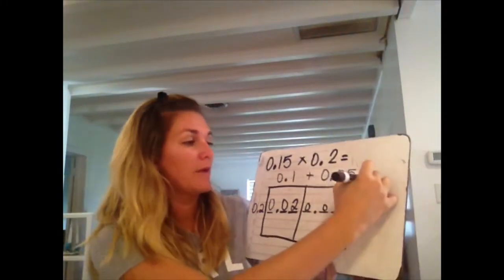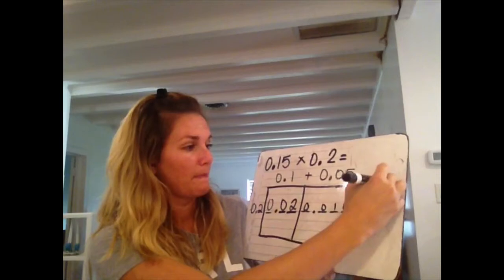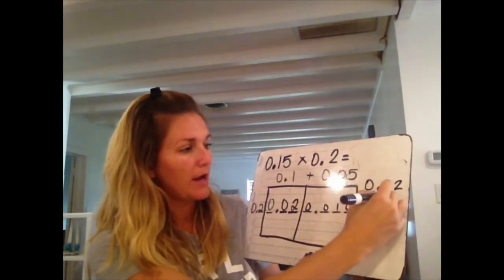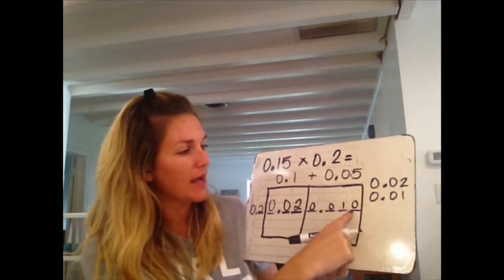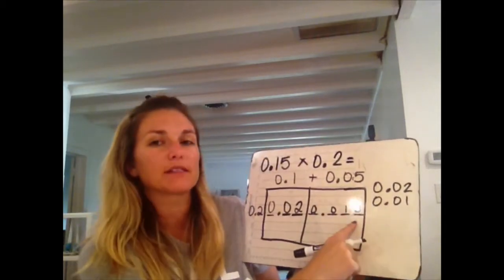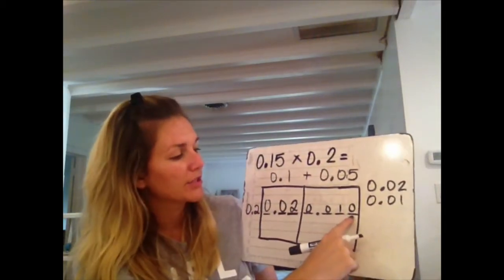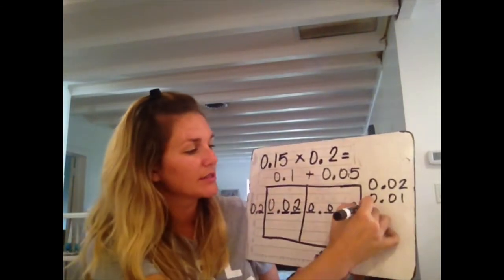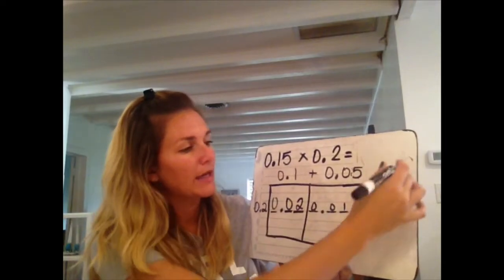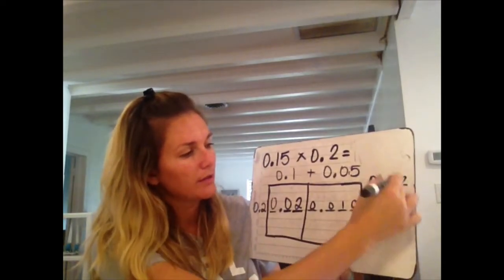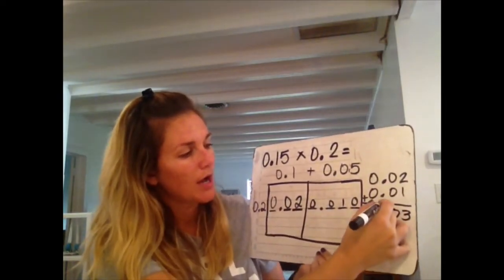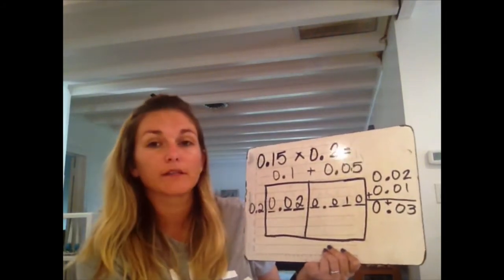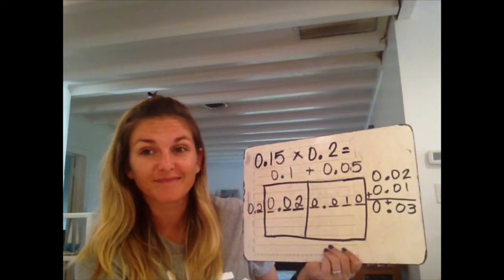Now I'm going to add them up. Now when I add my 10 thousandths, I'm actually going to drop this thousandth and just make it 1 hundredth, because that's going to be easier to add to 2 hundredths. So when I add it up, 2 plus 1 is 3, then I have 0, drop down that decimal, and so my answer would be 3 hundredths.